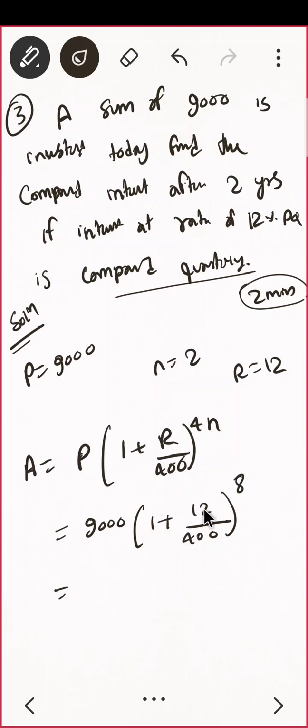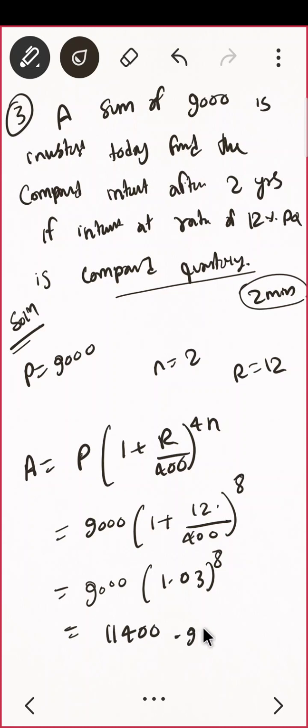It is eight, right? So what will come? 4 threes are 12, so 3 by 100. Again same thing. 9000 into 1.03 raised to 8. Find 1.03 raised to 8, multiply with 9000. That will be 11,400.93 rupees. And find compound interest. That is amount minus principal. It was 9,000, right? So it will be 2400.93. Yes.